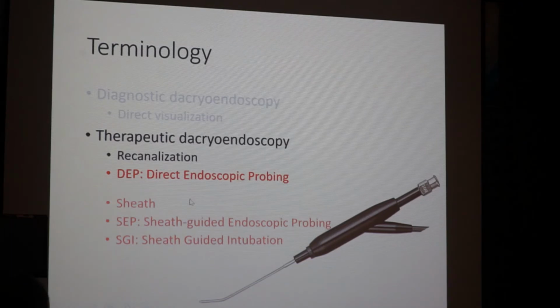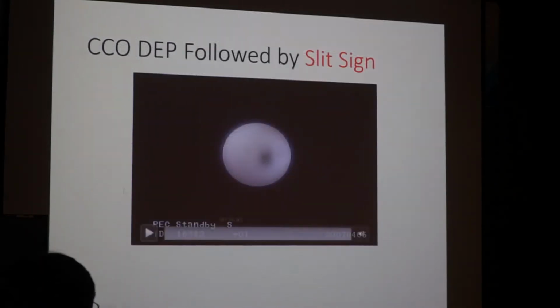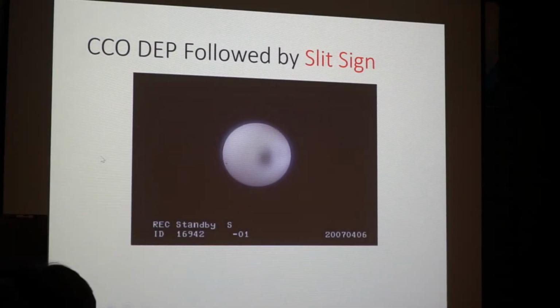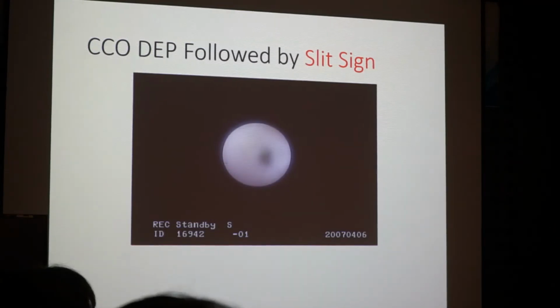The first one is DEP, direct endoscopic probing. This is a very primitive technique for recanalization: just pushing the membrane using this endoscope. No need for other devices. Just the endoscope is required. Just pushing. This is an example of common canalicular obstruction. Exactly speaking, we can see the pinhole here. So the pre-op diagnosis was common canalicular stenosis, I think.